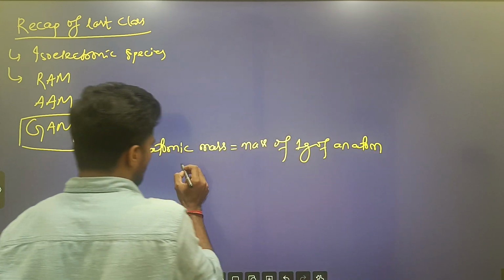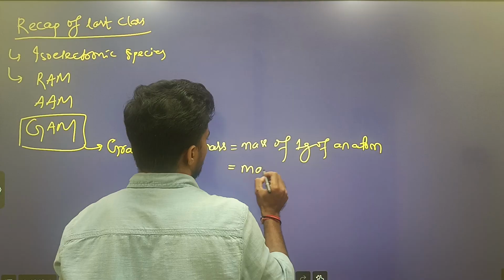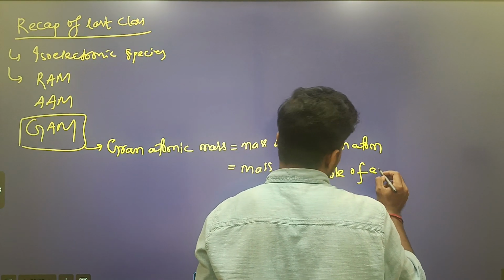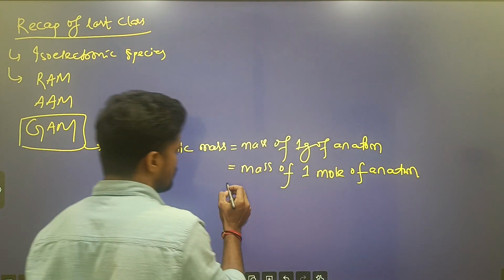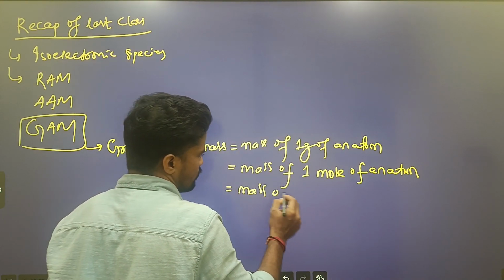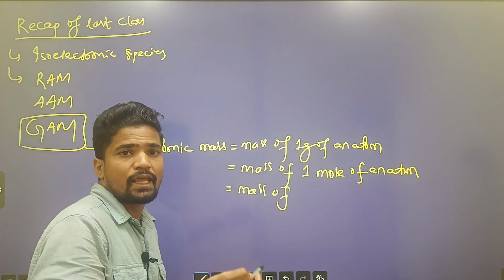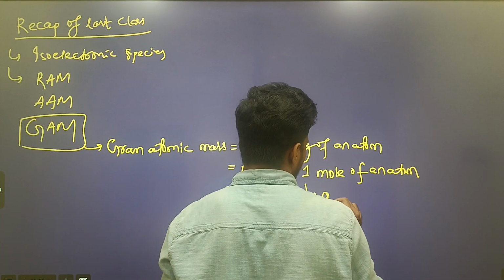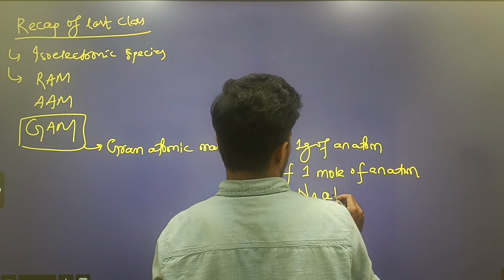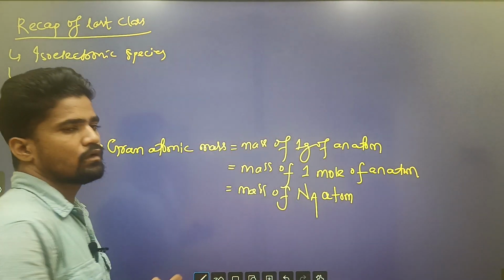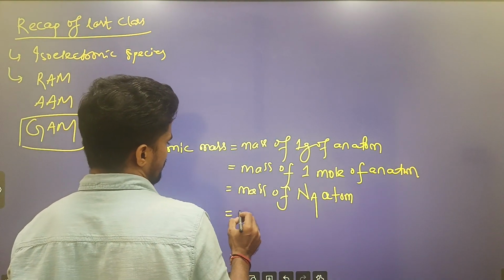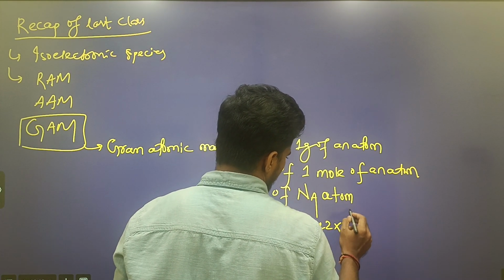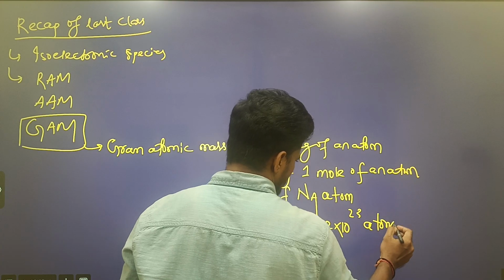Okay, and we can also say it is the mass of 1 mole of an atom, and that is equal to the mass of 1 mole, meaning Avogadro's number, NA, of atoms. That is equal to the mass of 6.022 into 10 to the power 23 atoms. So this we have discussed.